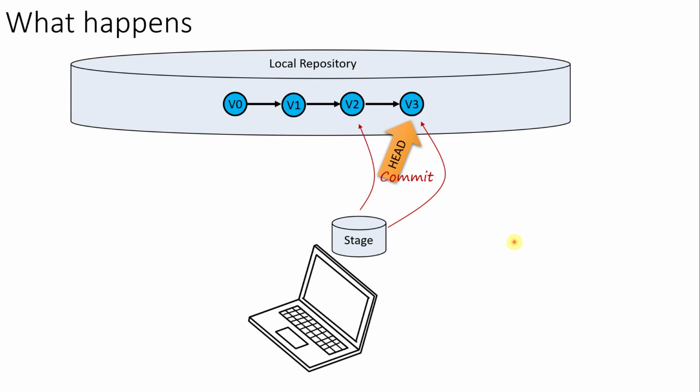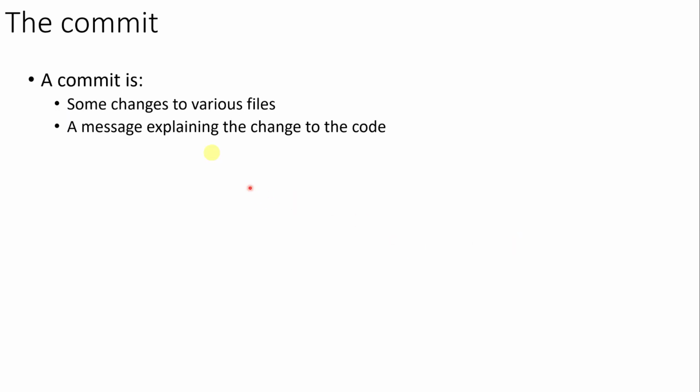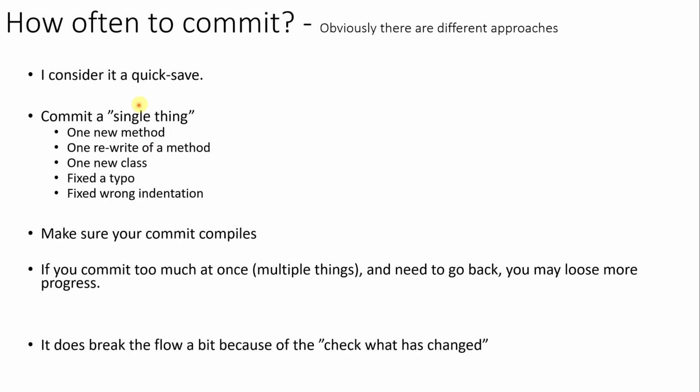You save your changes. So a commit consists of some changes to various files, and it consists of a message explaining the change. So we're going to take a look at what we should put into this message, because it's important to have a good message for your teammates so they can figure out what's going on. Okay, but the commit I consider as a quick save, as I mentioned.